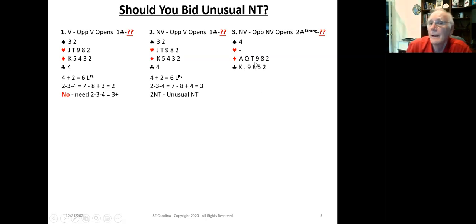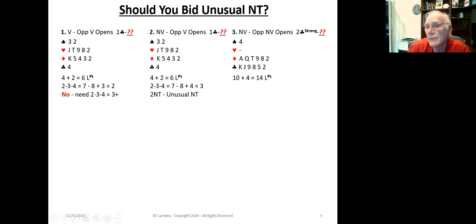Okay, now, let's take a look at this. Can you use unusual no trump here? Yeah, you could. Now, let's determine if we want to use 2 no trump here to show unusual no trump, or whether we want to bid the suits. Well, we're going to look at the points. We've got 4, 6, 10. We've got 4 length points. That gives us 14 length points.